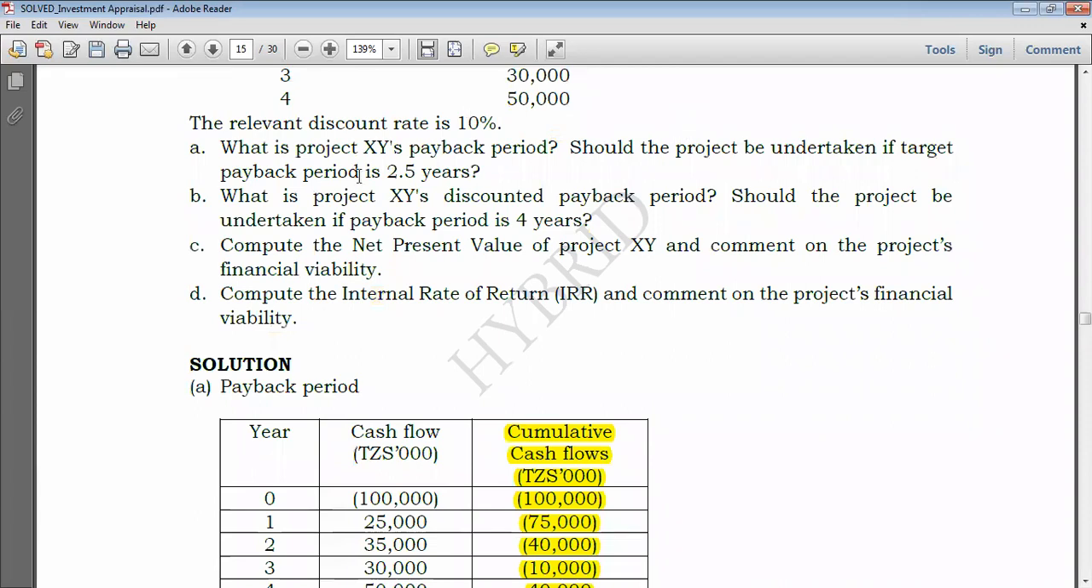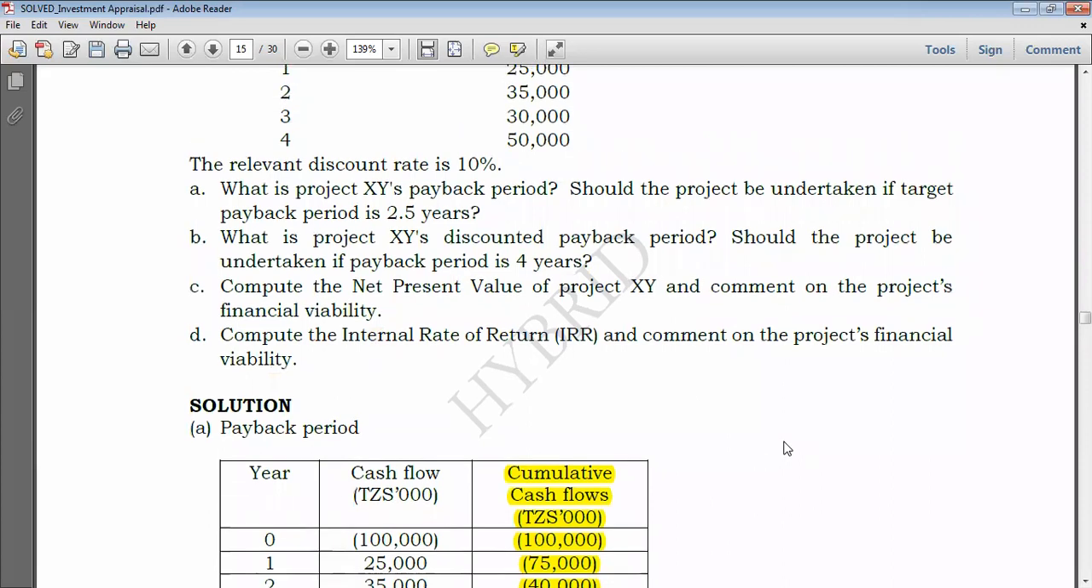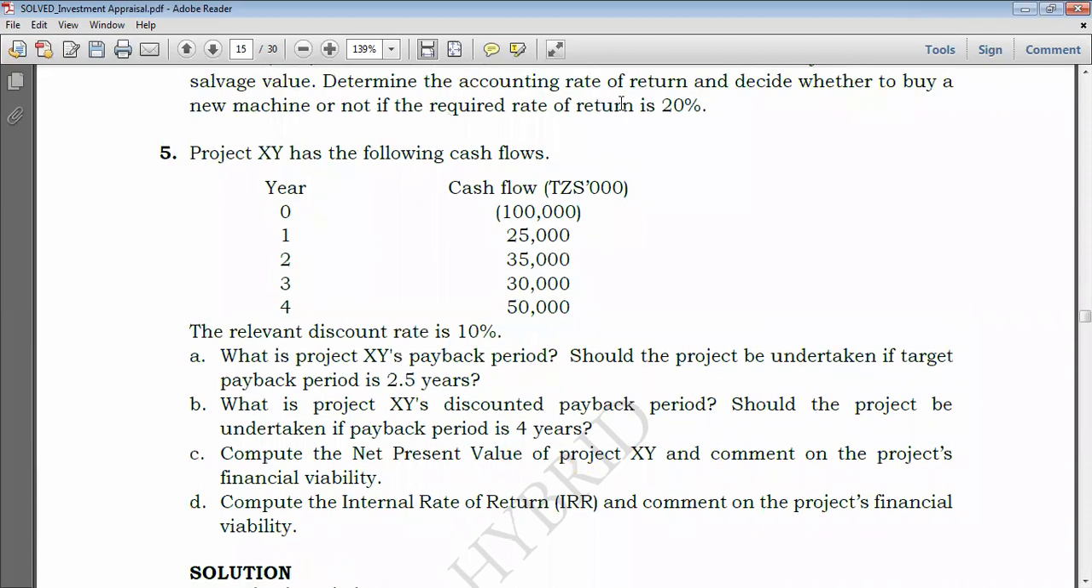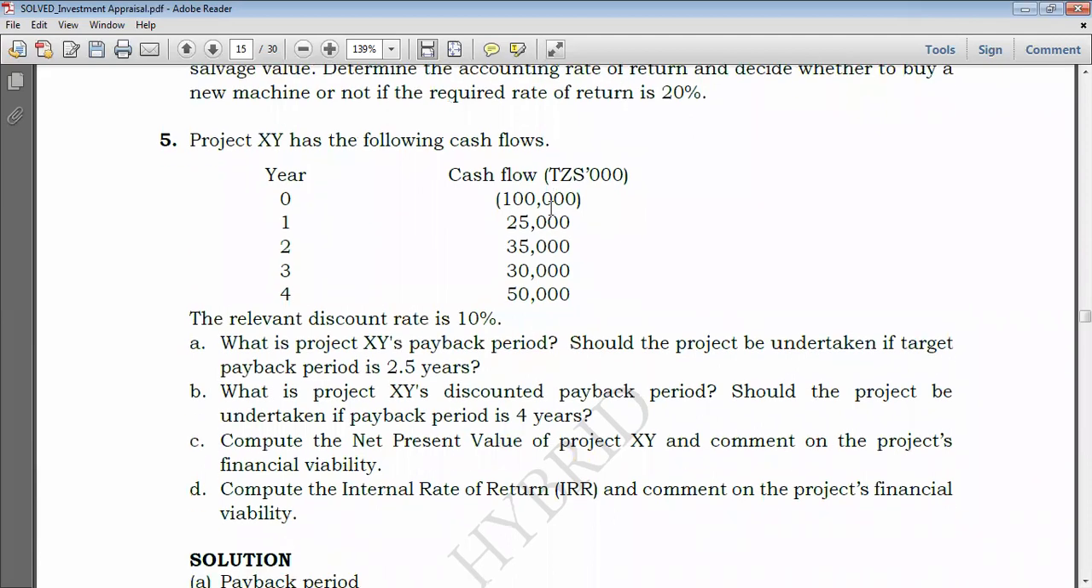We'll be using this same example to do discounted payback, net present value, as well as internal rate of return. Next time we'll proceed with these discounted cash flow methods.